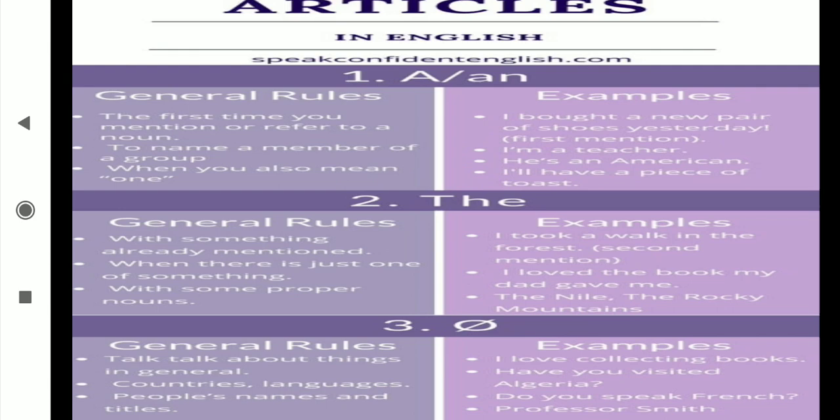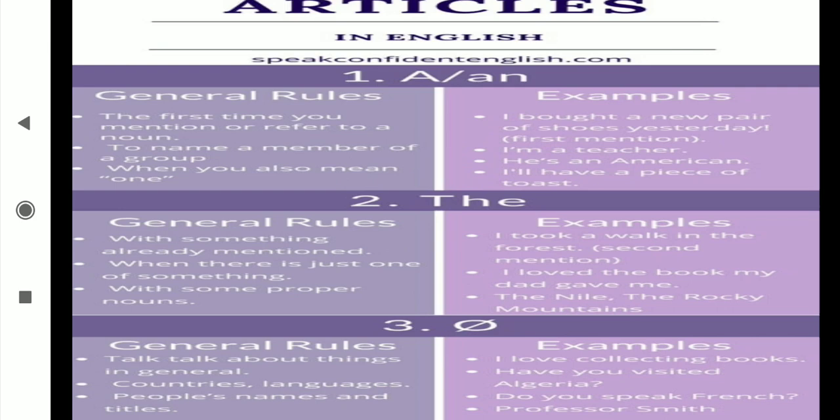That's why the book, particular book. With some proper nouns, the Nile, the Rocky Mountains, these are the particular things in the world. And where we can't use a, an, or the: talk about things in general. Whenever we talk in general, which is not singular and not particular, that time we don't use a, an, or the.